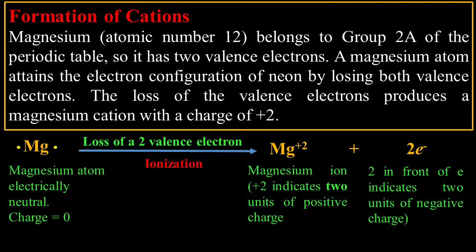So you see, just like sodium, it's going to lose those 2 electrons in the Lewis dot structure. Magnesium atom: electrically neutral, charge 0. Magnesium ion, +2, indicates 2 units of positive charge, and then the 2 in front of the e indicates 2 units of negative charge. So the magnesium attains a charge of +2, and relative to bonding, so do all of the group 2 elements. They attain a charge of +2.